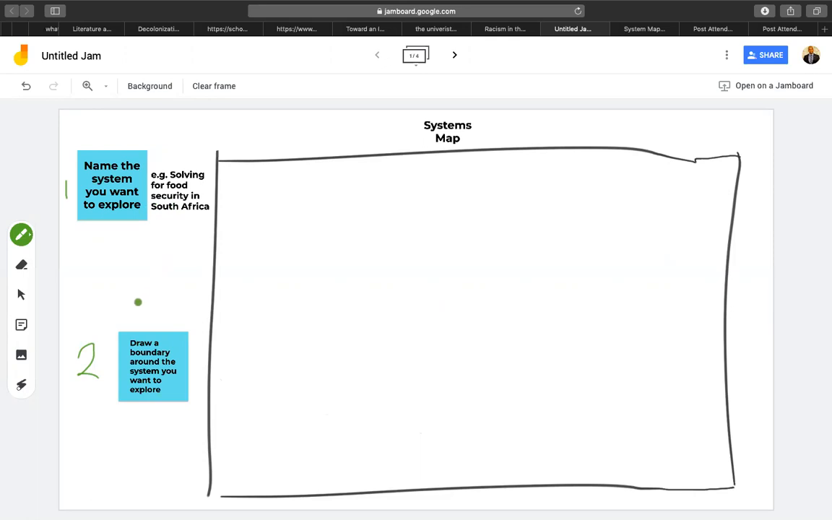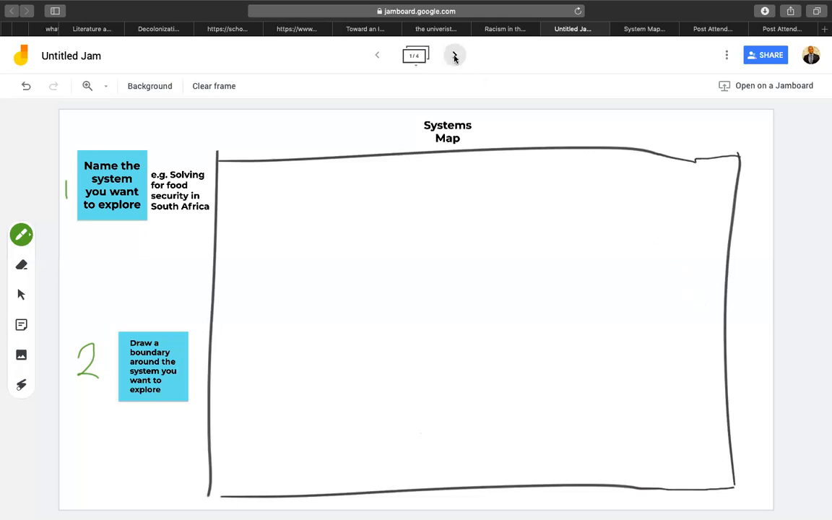The second thing is to physically draw a boundary on your canvas, around the system you want to explore. And you can see my boundary here. This physical boundary will serve to remind me that the entities or elements in my system ought to be stakeholders from South Africa, since that is my system of exploration.